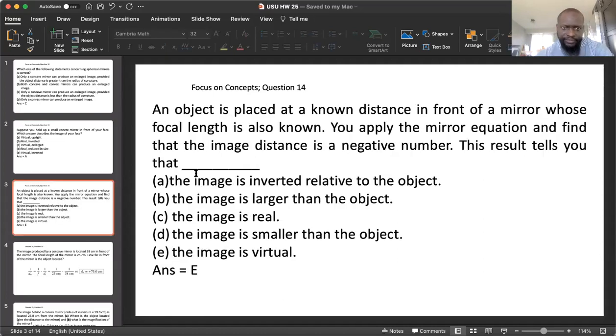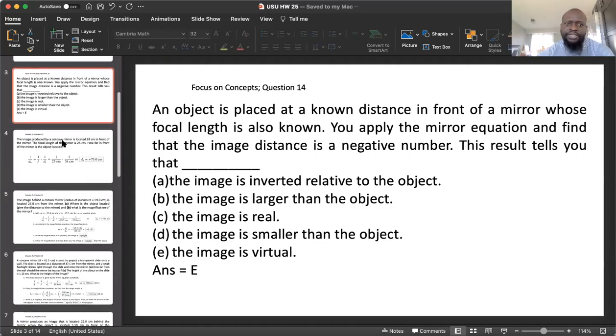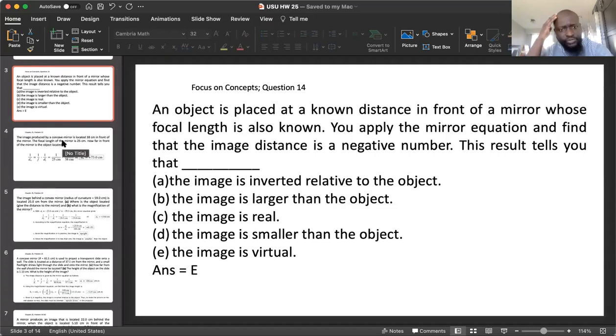Okay. That's focus on concept question 14. An object is placed at a known distance in front of a mirror whose focal length is also known. You apply the mirror equation and find that the image distance is a negative number. This result tells you that when you have a negative number for image distance, it just tells you the image is virtual. Or if you get a negative number for focal length, it tells you the mirror is convex. A convex mirror has a negative focal length. A concave mirror has a positive focal length. So a negative distance means the image is virtual. That's the correct answer.